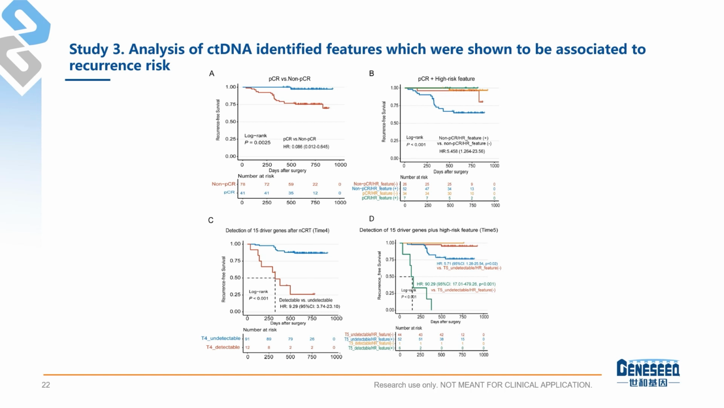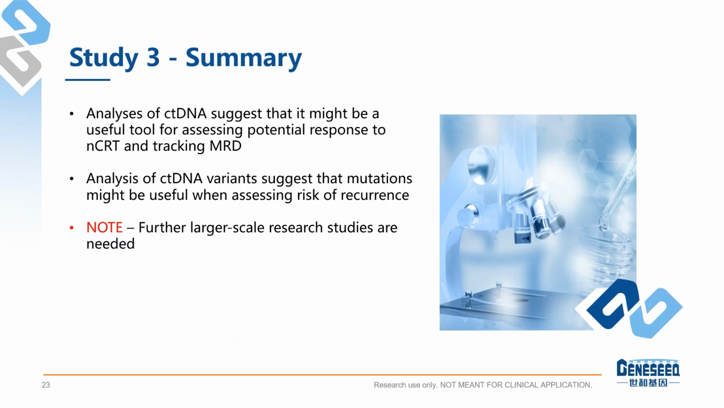Then upon adding a predetermined list of 6 high-risk features, at time 5, we found that ctDNA positive group with high-risk feature positivity meant a much lower recurrence-free survival than that of the other groups. In order to summarize study 3, we found that our analysis of ctDNA suggests that it might be a useful tool for assessing potential response to NCRT as well as for tracking MRD. And that our analysis of ctDNA variants suggests that mutations might be useful when assessing that risk of recurrence.